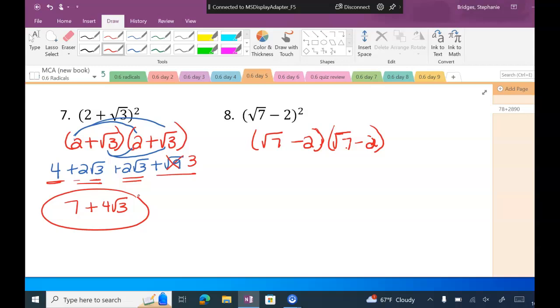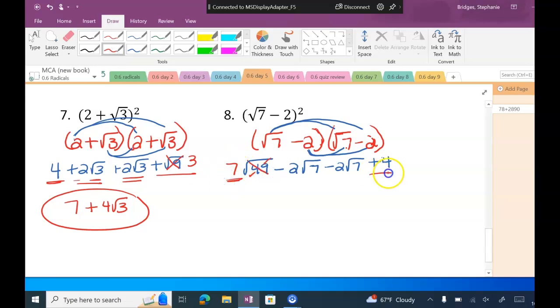All right, and then number 8, same concept. We wrote it twice. We're going to multiply. Square root of 7 times the square root of 7 is the square root of 49. Square root of 7 times negative 2 is a negative 2 square roots of 7. Another negative 2 times the square root of 7 is another negative 2 square roots of 7. Negative 2 times negative 2 is a positive 4. My perfect square is 49. It changes to what? 7.